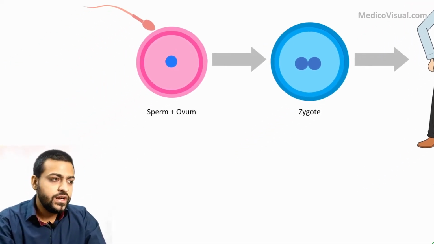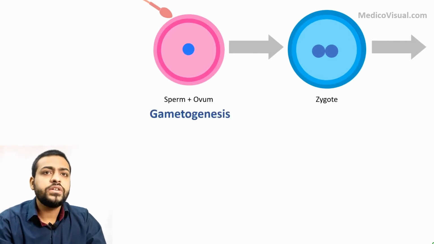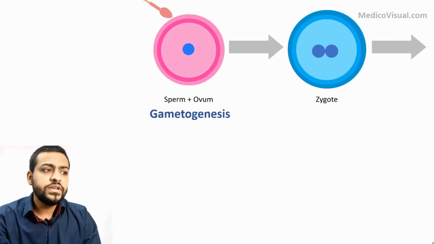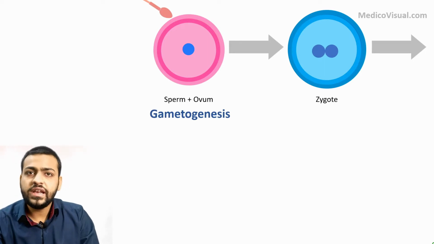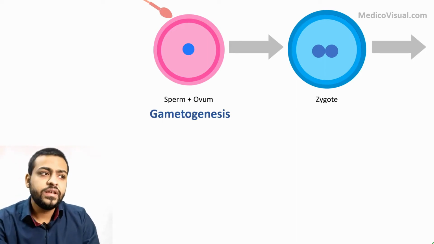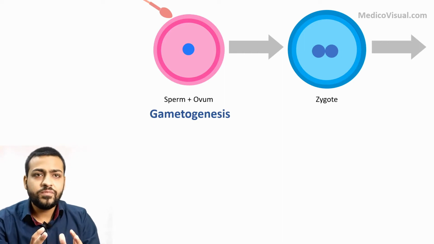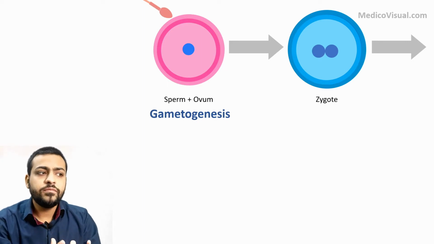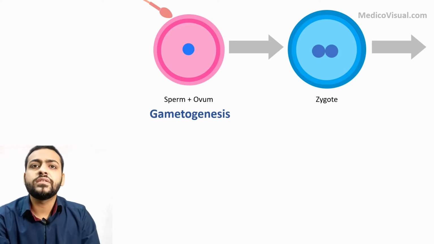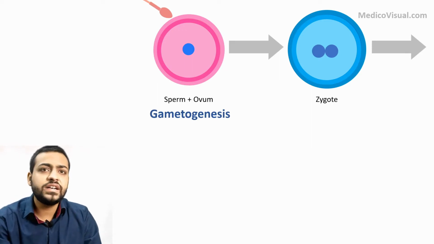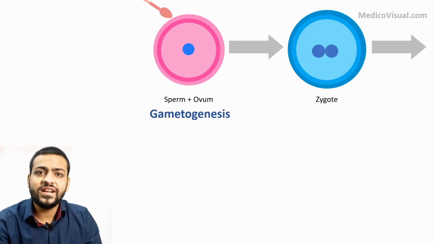So what we are discussing today is gametogenesis. What are gametes? Sperm is a gamete as well as ovum is a gamete. Sperm is the male gamete, ovum is the female gamete. So the process of production of male or female gametes is called gametogenesis.